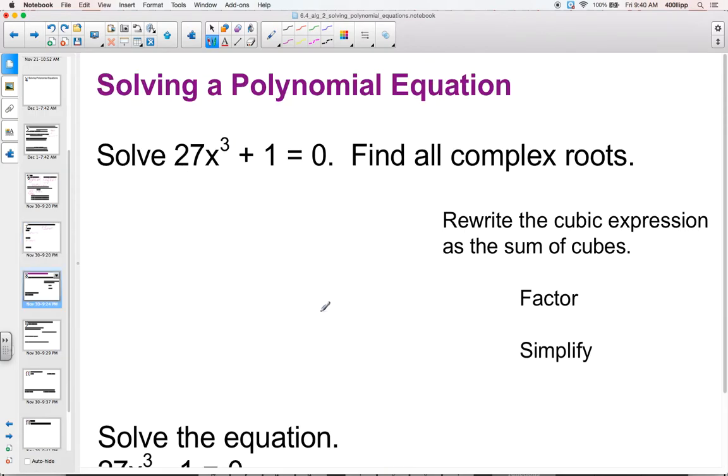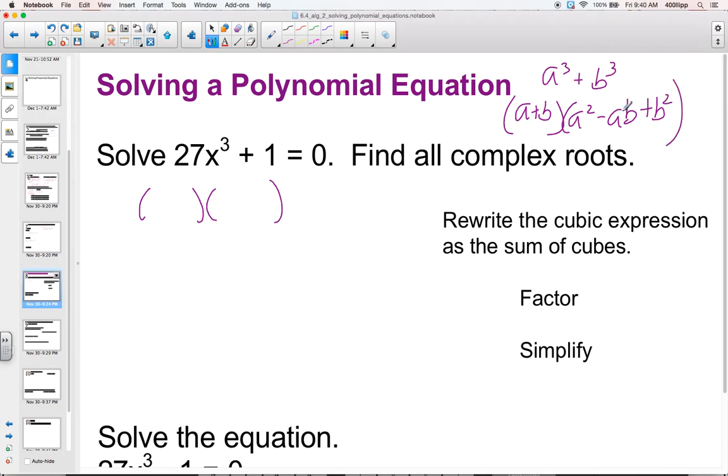Okay. Moving on here, now we're going to be looking at polynomial equations. So we're going to do this the same way that we just did the factoring, but now we have an equation. So I'm going to say, what is the cube root of 27x cubed? I'm going to write this out using my sum of cubes here. So this is a plus b, and then this is a squared minus ab plus b squared. That's what that one is factored out to be.